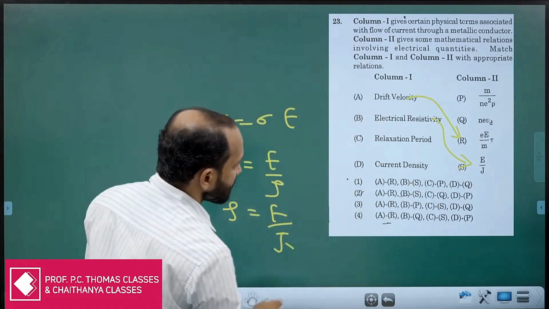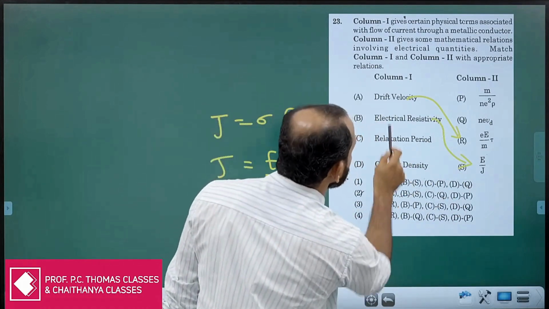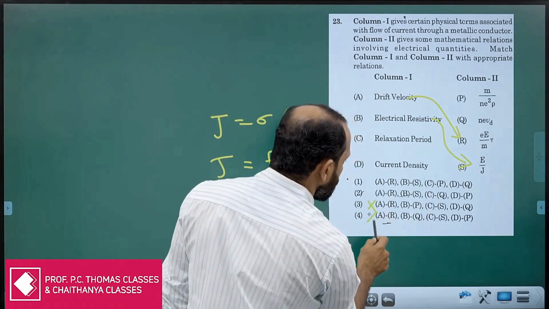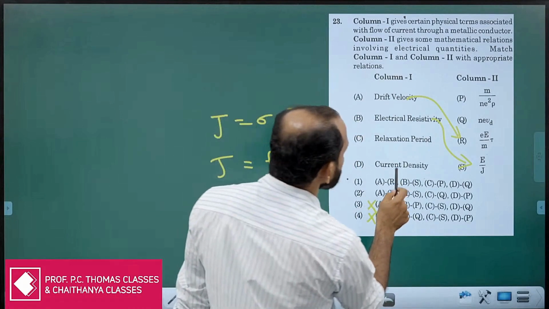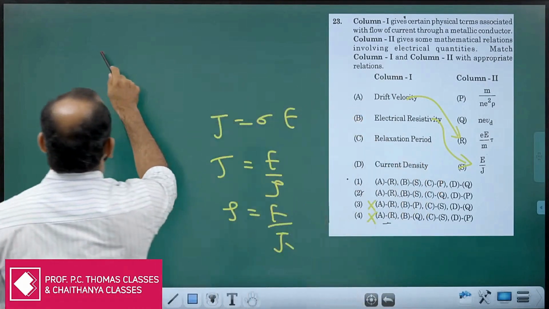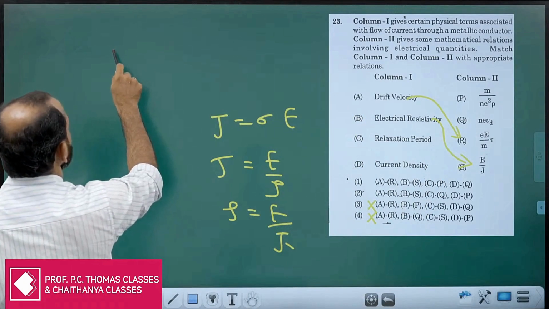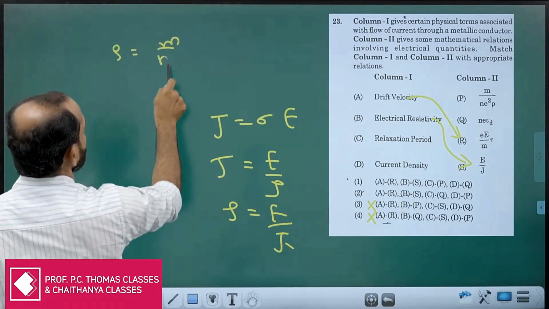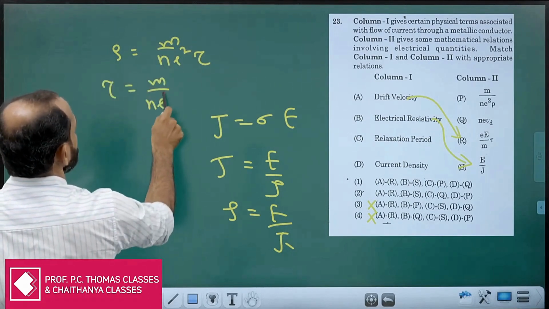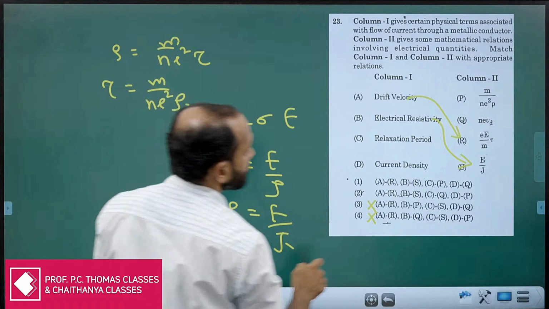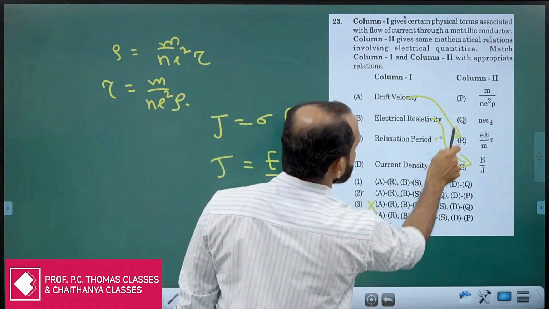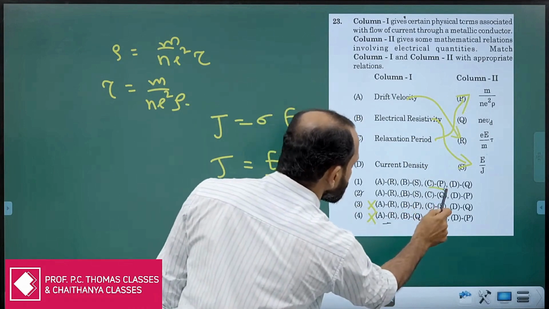So B, S, A. R, B, S. Now this cannot be. Elimination 1 and 2. Relaxation time. Relaxation time can be written by resistivity. Rho is equal to m by n e square. So tau is equal to m divided by n e square rho. So the correct answer is there. P, Cp. That's why Cp comes. That's why the answer is 1.